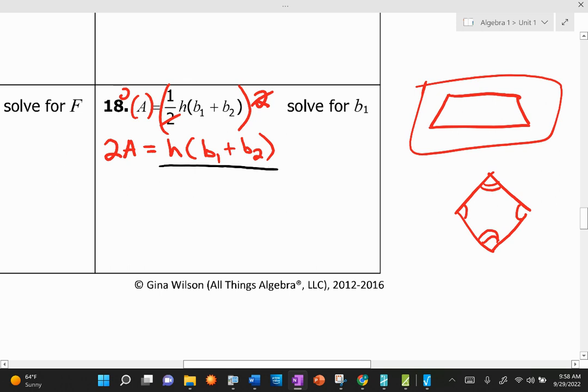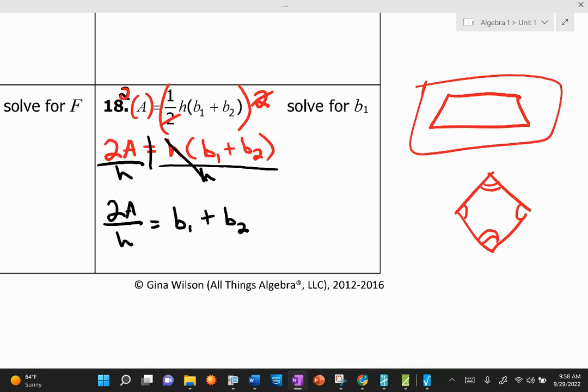Oh, it's supposed to be a 2. My marker just stopped working. Okay. So we're going to divide both sides by h. That'll give us 2a over h on the left equals b1 plus b2 on the right.